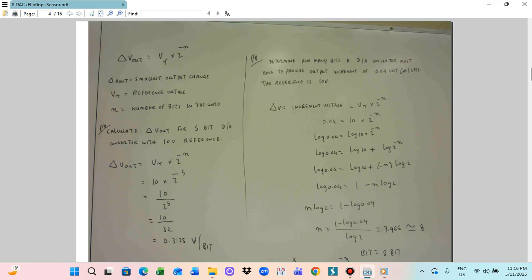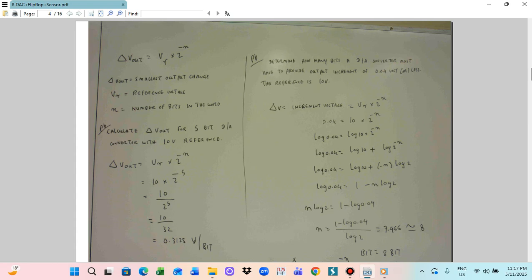So now let's use this for the first problem: a 5-bit digital to analog converter with a 10 volt reference. We calculate delta V out equal to VR multiplied by 2 power minus n. We don't know delta V out yet. The reference voltage is 10 multiplied by 2 power minus 5.